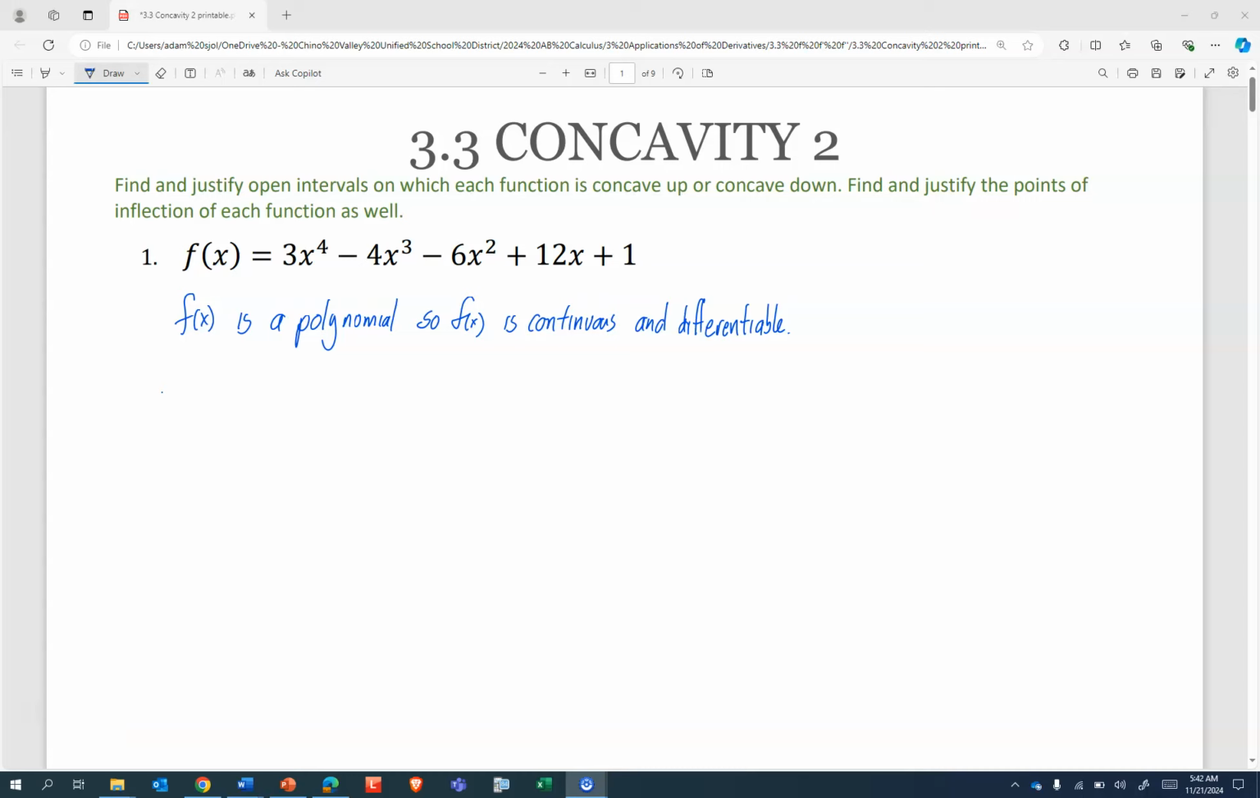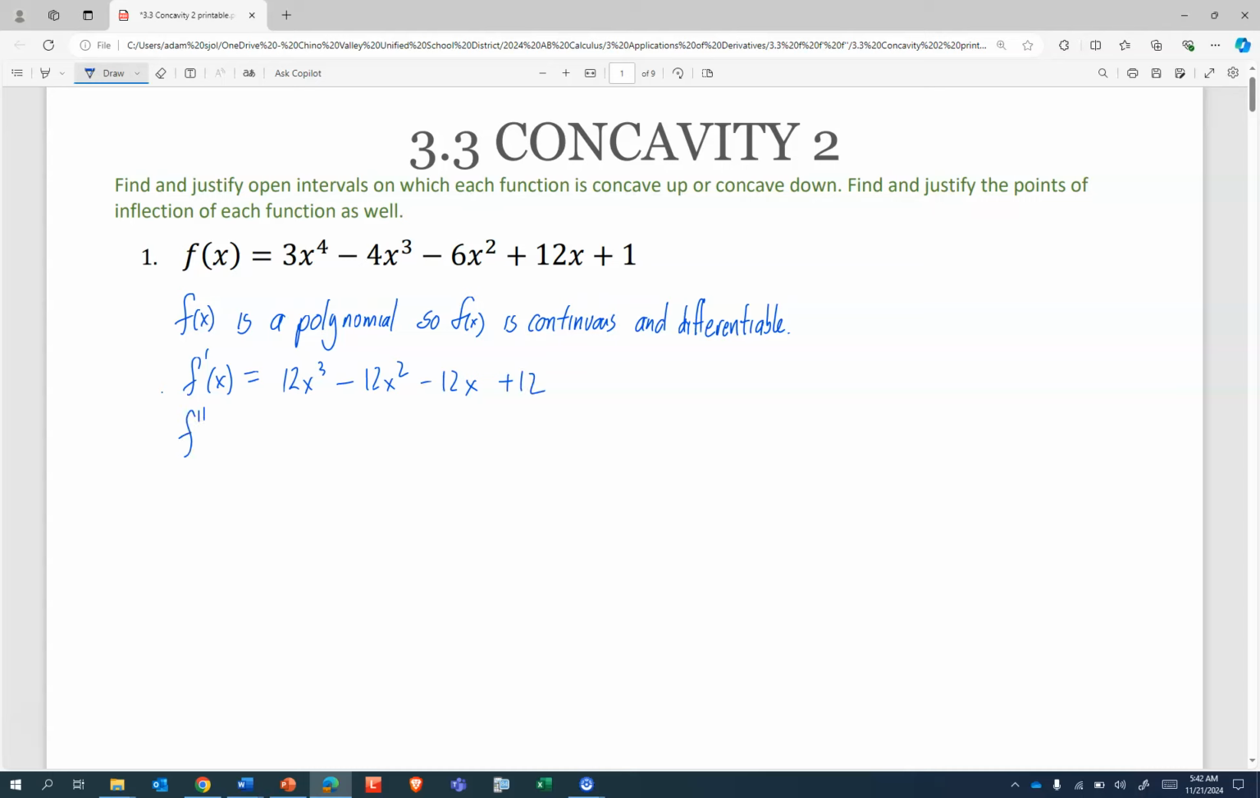Alright, concavity. So if we're going to find and justify intervals where each function is concave up or concave down, as well as the points of inflection, we need to make sure we find the second derivative of each function. Probably best to start off with continuity so we don't forget. F is a polynomial, so f is continuous and differentiable. I don't think our derivative is going to be terribly difficult. 12x cubed minus 12x squared minus 12x plus 12.